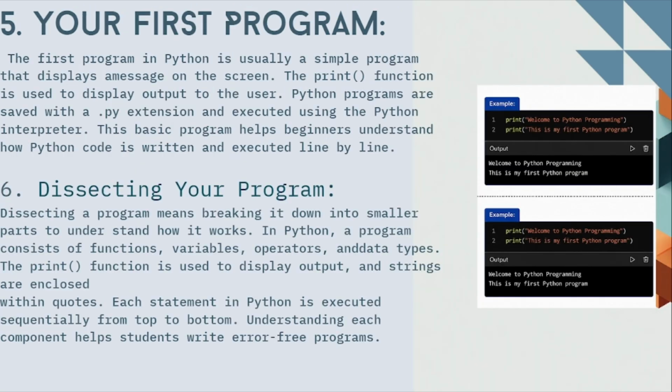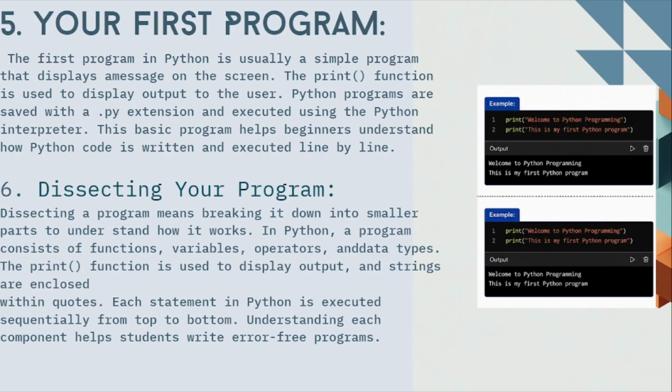Next, first program. Basically, in Python, the first program is to type hello world. The first program in Python is usually a simple program that displays a message on the screen. For the first program, we'll use only the print function. It is used to display output to the user. Python programs are saved with a .py extension and executed using the Python interpreter. This basic program helps beginners understand how Python code is written and executed line by line.